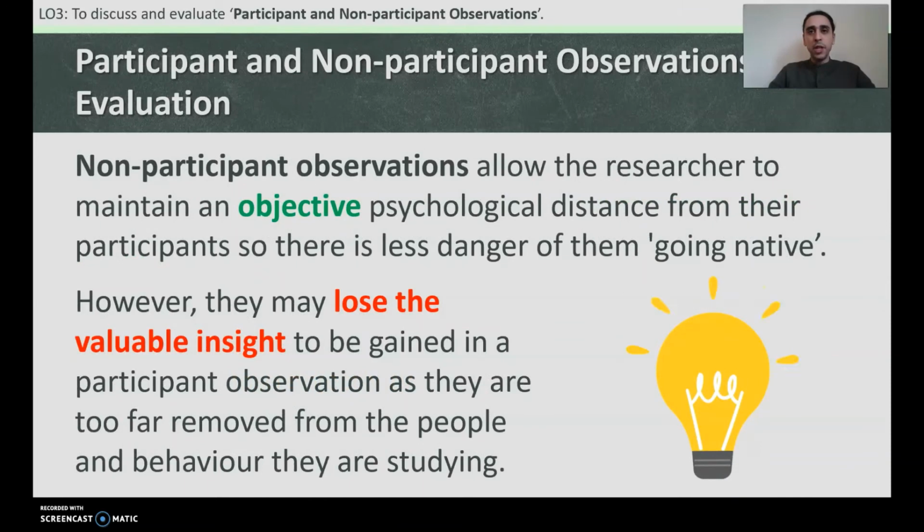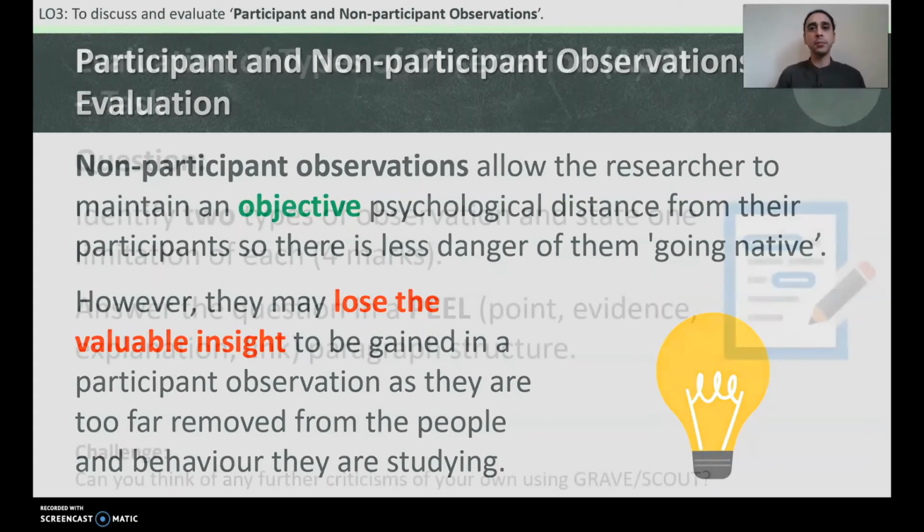However, non-participant observations allow the researcher to maintain an objective psychological distance from their participants, so there is less danger of going native, so they can have an objective view of the whole experiment or observation. However, they may lose the valuable insight to be gained in a participant observation as they are too far removed from the people and behavior they are studying. So you do get some really great insight when you're on the inside. However, you may become so engrossed on the inside that you've gone native and you lose objectivity. However, you will be objective if you're remaining on the outside. However, you may lose valuable insight.